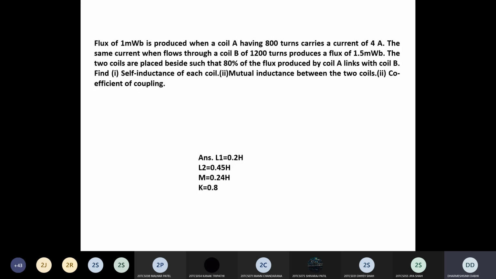Okay, so the next topic is dynamically induced EMF. What was the previous topic? Statically induced EMF, and in that there are 2 categories: self-induced EMF and mutually induced EMF. That is produced because of the property of the coil, called self-inductance and mutual inductance. Now let's see what dynamically induced EMF is and how it induces voltage into the coil.